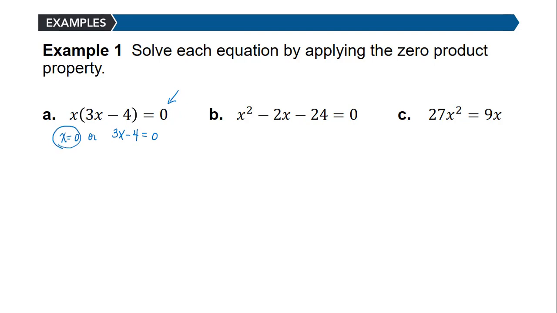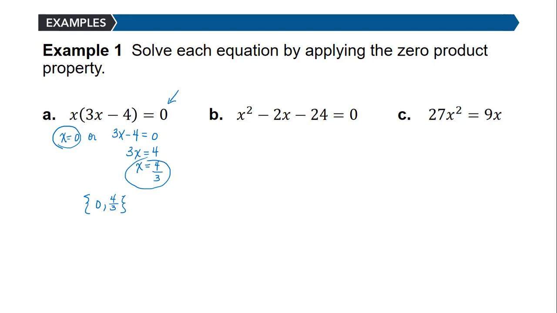The other we solve by the methods that we've learned in the first section. We add 4 and then divide by 3 to get 4/3. So there are two values that make this equation true. The solution set then is 0 and 4/3 in our curly brackets.